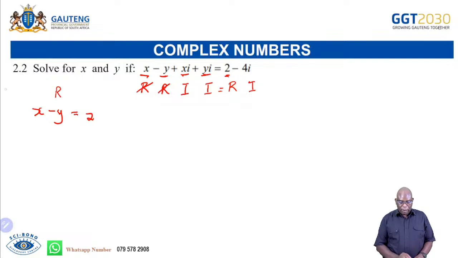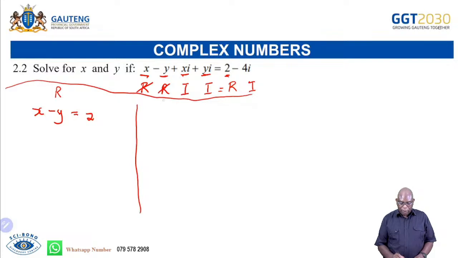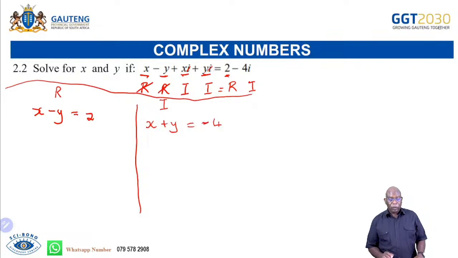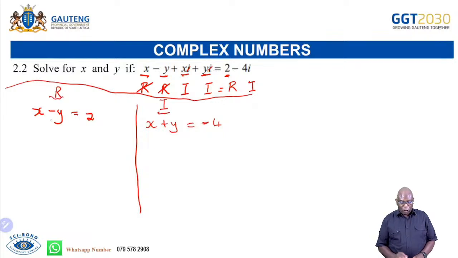On my imaginary, on the other side, I have x. Remember, I don't take the i. I've got the y plus y. On the other side, I'm having a negative 4. Right. So in this case, you can see I've got x and y on the real, I've got x and y on the imaginary. So now I cannot solve for x and y in this case here.